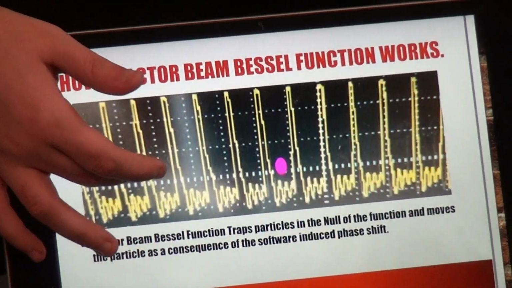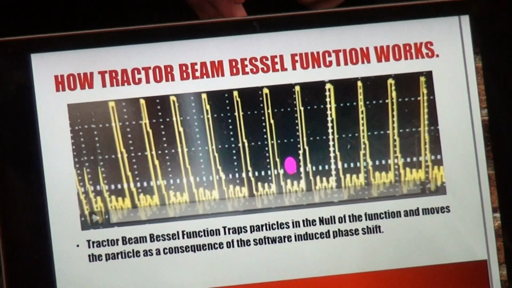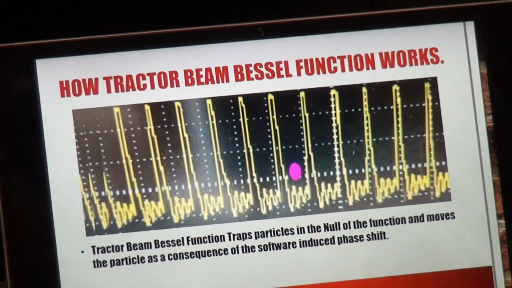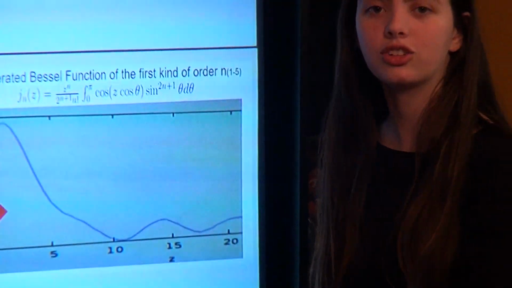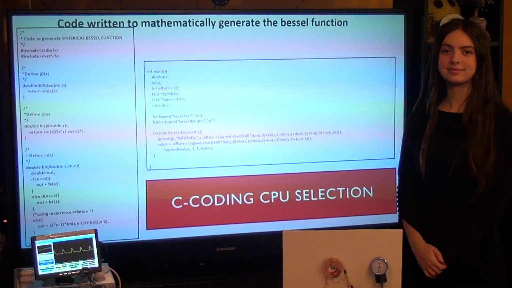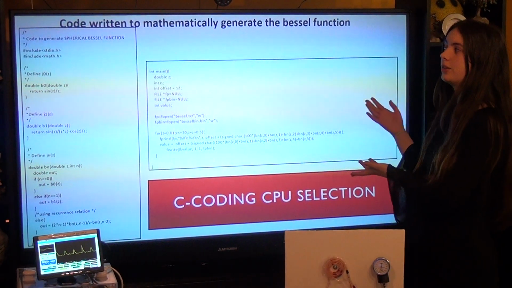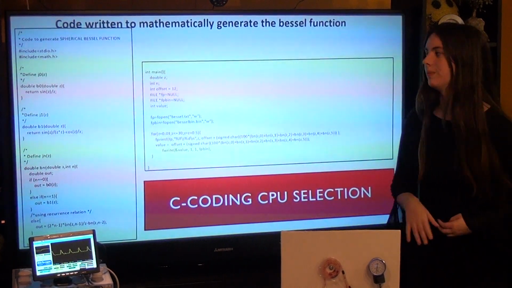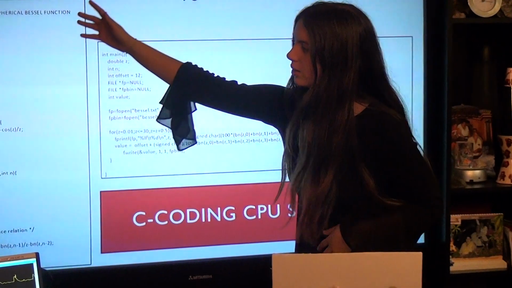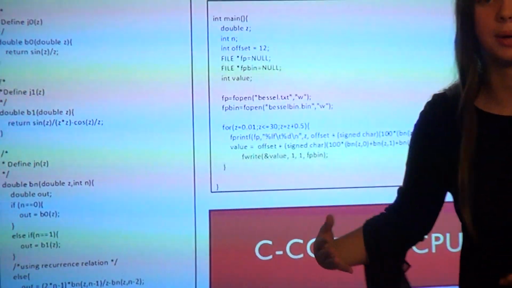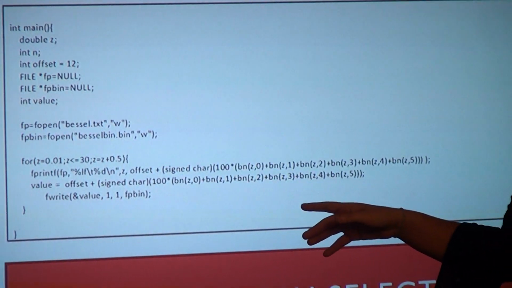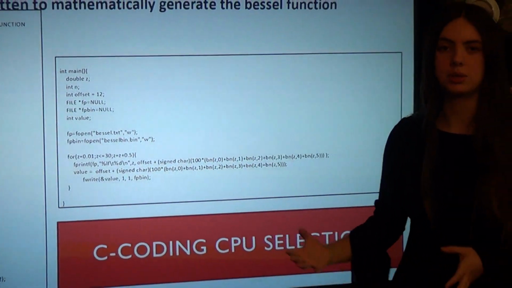Now, if this phase shift didn't occur, the particle would be trapped in the null of the waveform, but it wouldn't be moving around. That's why the tractor beam based mathematically generated function is more effective. Here we have the C code that was written to mathematically generate the Bessel function tractor beam based waveform. You can see throughout the program it is calculating the Bessel function, and then at the end here you can see where the phase shift is occurring to create that tractor beam push-pull effect.